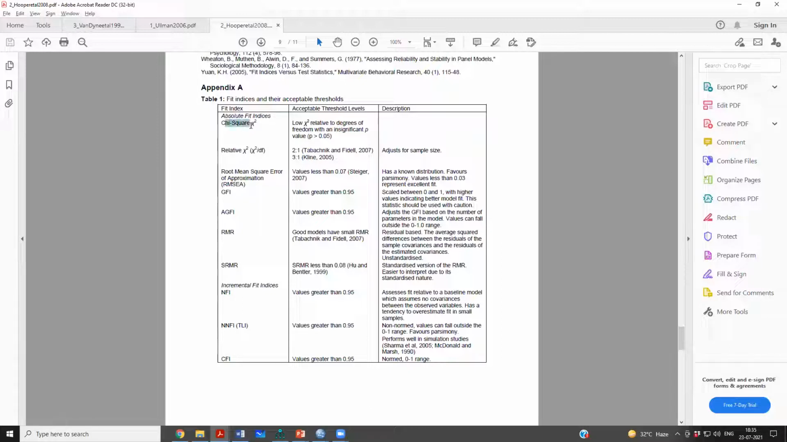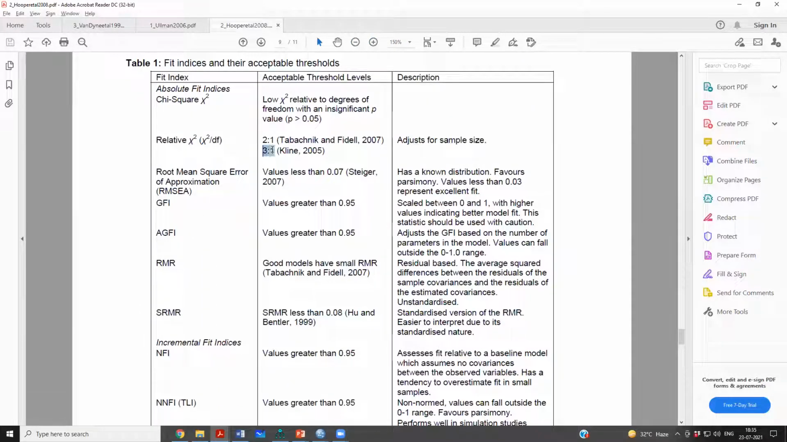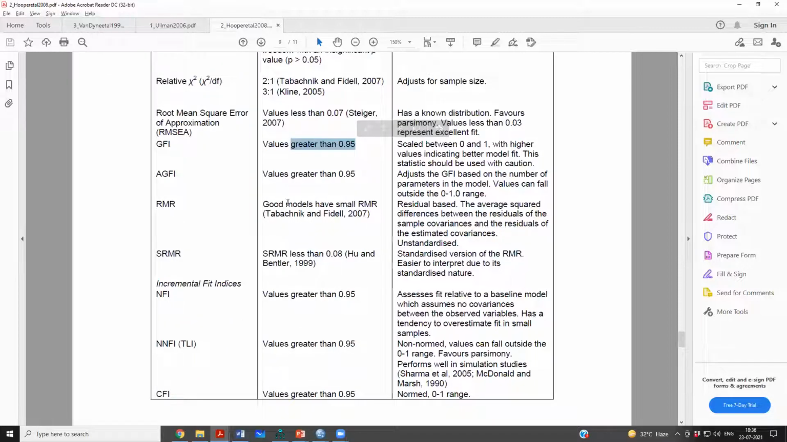So it says chi-square value: low chi-square relative to degrees of freedom with an insignificant p-value. That is, p should be greater than 0.05. Then relative chi-square, which is chi-square divided by degrees of freedom, should be less than 3, usually less than 3. RMSEA values less than 0.07. Then GFI greater than 0.95.